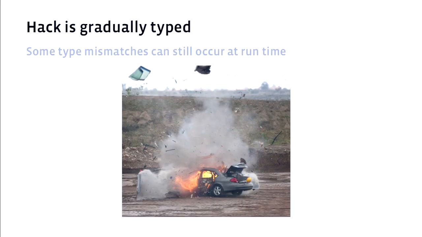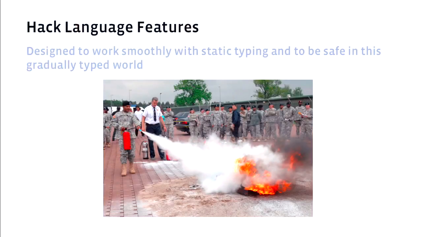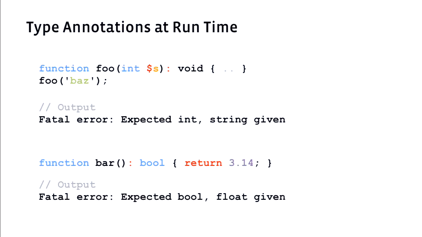Also, Hack is a gradually typed language. You can add type annotations as you want and leave certain parts of your code dynamic. So as such, you're still going to run into type mismatches at runtime. Unlike languages that are fully statically typed and require you to type everything, you can still get type mismatches for the parts where they weren't fully type annotated. So given that context, the language features that we've built for Hack are designed to work smoothly with static typing and be safe in this gradually typed world.